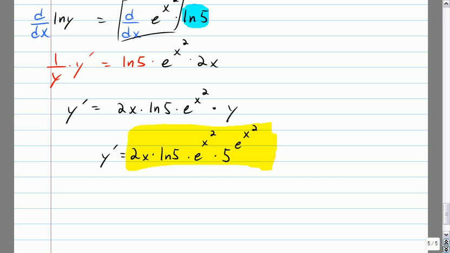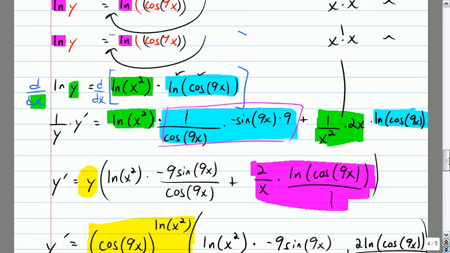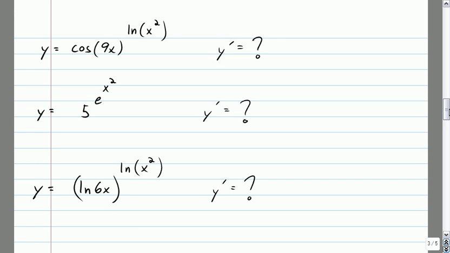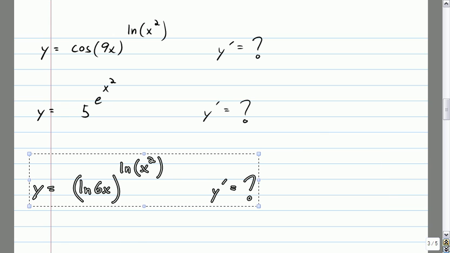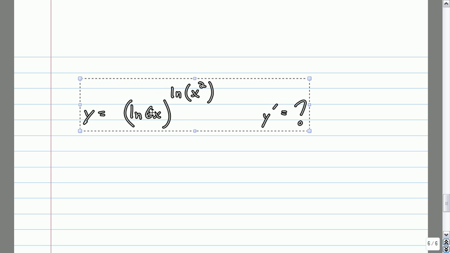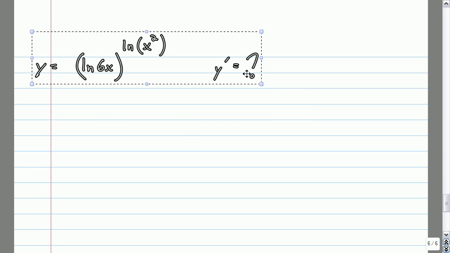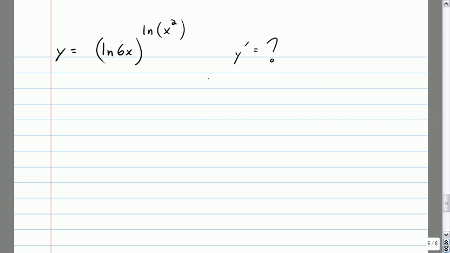Okay, one more. It's the last one. I look back and I wonder why I wrote it now, but let's try it. So I'm looking for y prime. I've got this whole function to a function, so I'm going to take the natural log of both sides. I'll try to use different colors here to keep track of what we're doing.